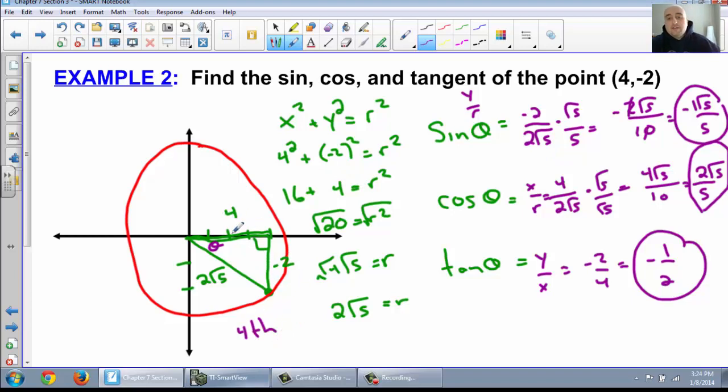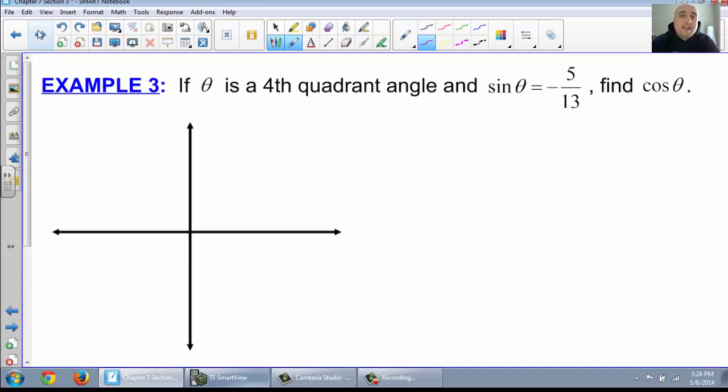Y is negative, x is positive. All right, last example, almost done. Example 3 says if theta is in the fourth quadrant, so I'm going to draw a fourth quadrant triangle right away because that's what it told us it is. And it says the sine is equal to negative 5 over 13.